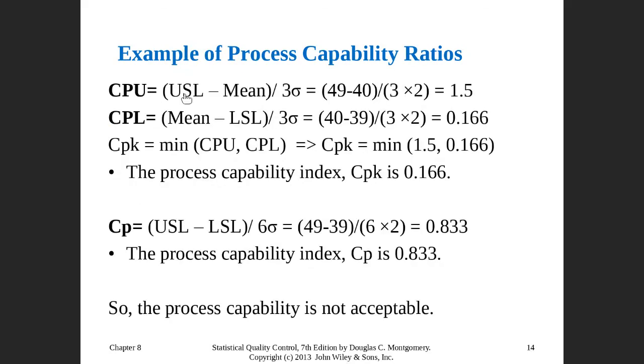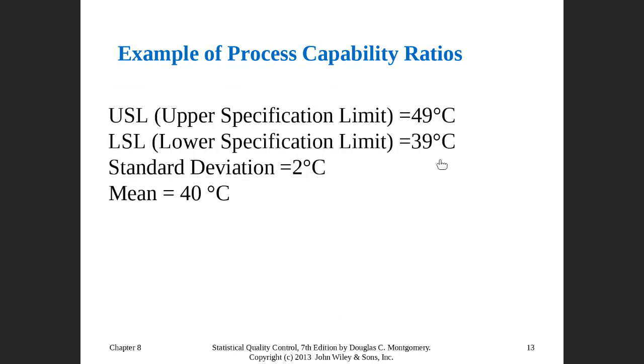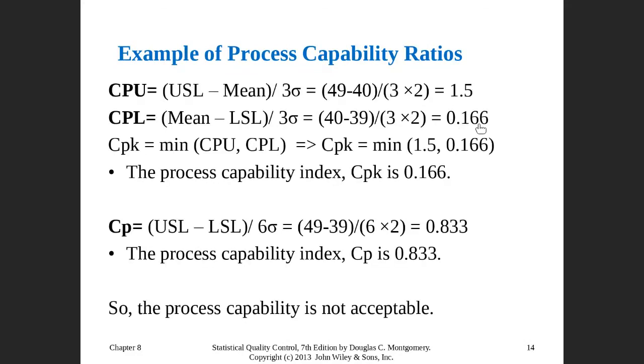The CPU, the upper process capability, is the upper specification limit minus the mean divided by 3 standard deviations. The upper specification is 49 degrees minus the mean, which is given as 40, divided by 3 times the standard deviation, which was given as 2, and that gives us 1.5. The CPL, we will do the same, but it is for the lower specification, and the lower specification in the problem was 39 degrees. So we apply it, and it is 0.166.